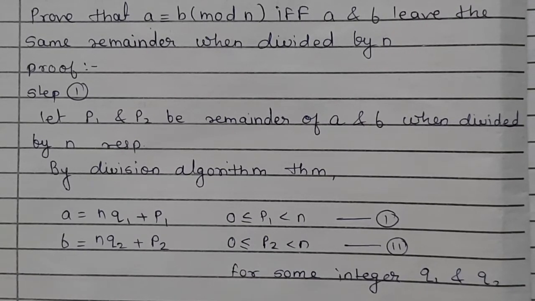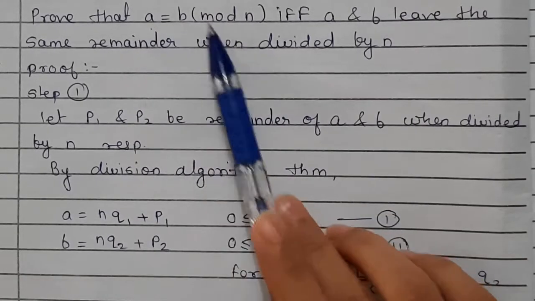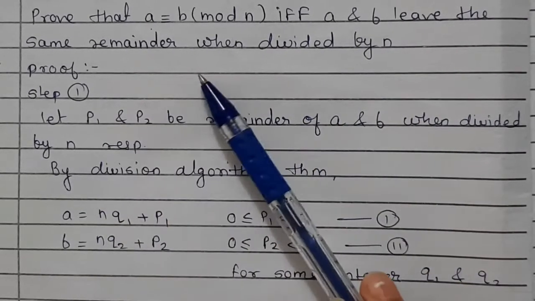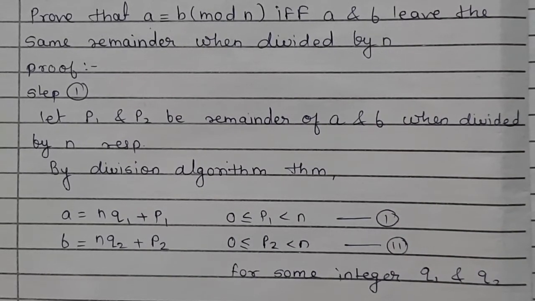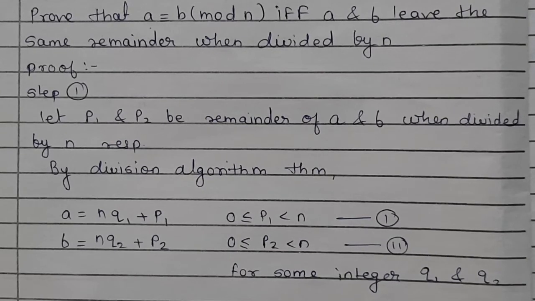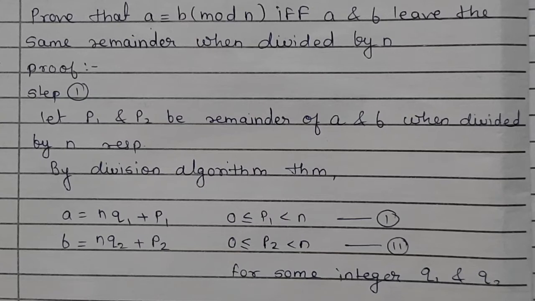So in today's video we learn one more theorem, that is, a is congruent to b modulo n if and only if a and b leave the same remainder when divided by n. Okay, we prove this theorem in 3 steps. In the first step we take 2 remainders, and for them we apply the division algorithm theorem. In step 2 we prove these 2 remainders are equal, and in the last step we prove the converse part. Let's see the proof step by step.